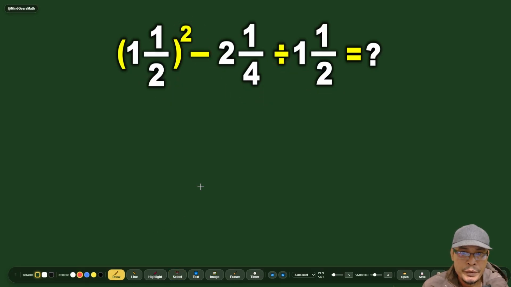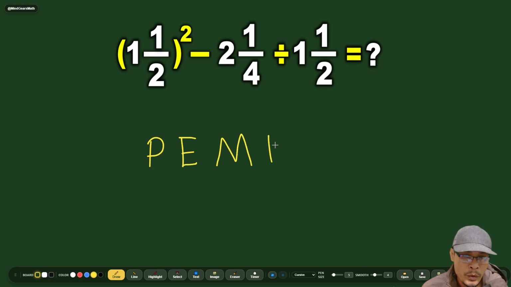Before we start, there are two common traps to avoid here. The first is trying to square the whole number and fraction separately. The second is just reading the problem left to right, which actually makes the whole expression collapse to zero. Doing either of these will lead you to the wrong answer. So let's bypass both traps and solve it the exact way.